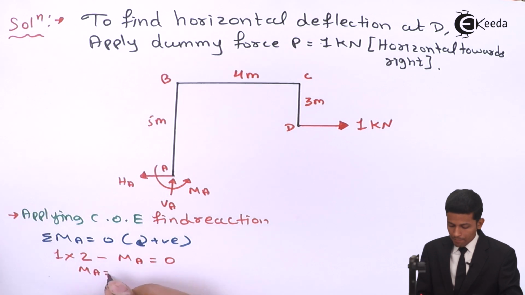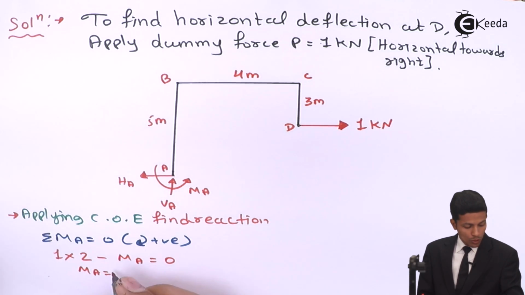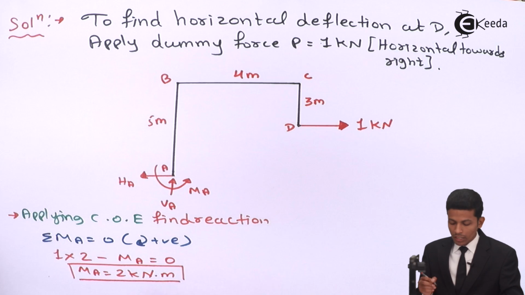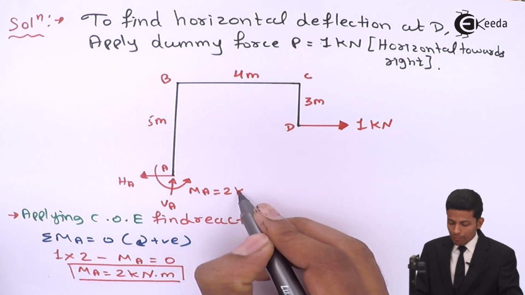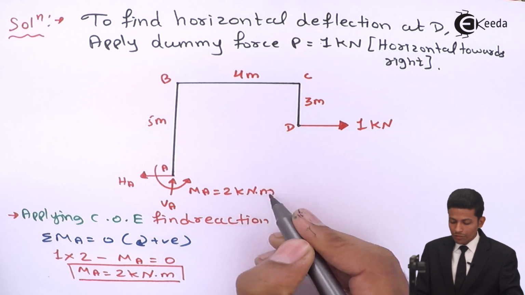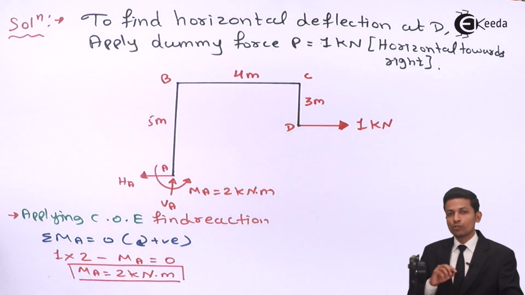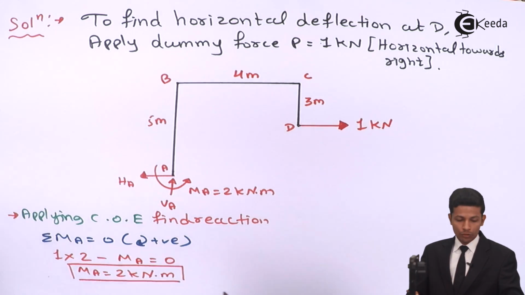Your MA will be 2 kilonewton meter. Okay, MA will be 2 kilonewton meter over here. Now see, we got the value positive, means our assumption of this direction is correct. So no need to change the direction. In previous question number 1, we changed the direction because the answer became minus. When the answer comes in minus, always change the direction of the moment and also of the vertical and horizontal forces. Okay, now this is done.